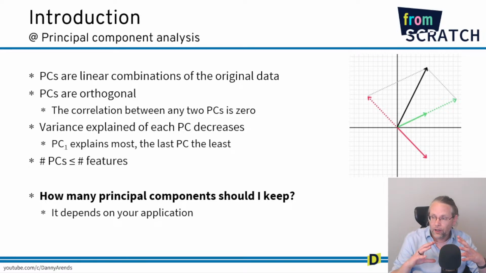If you want to just get your data to be completely orthogonal, then of course you want to keep all of them, because otherwise you start losing information. So the more principal components you include, the better you capture the original data, but the harder it again becomes to interpret them. So it really depends.